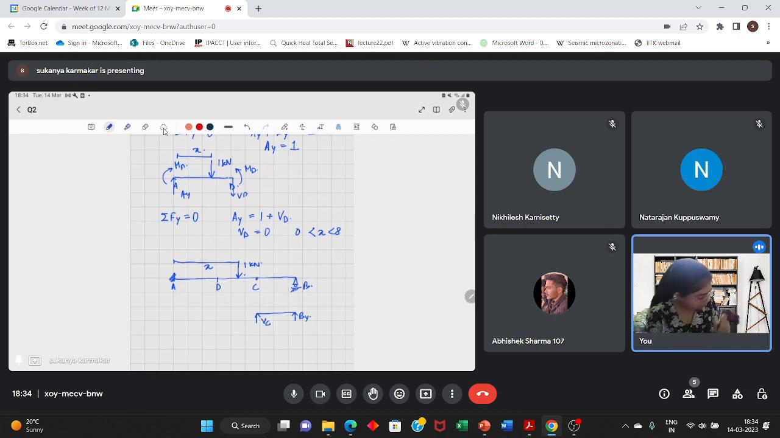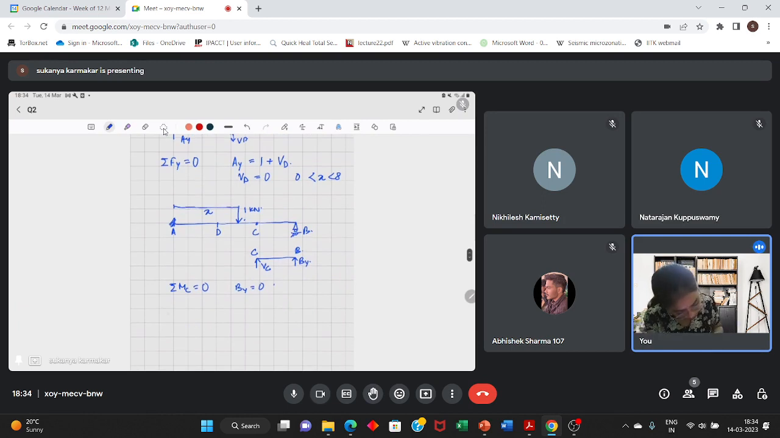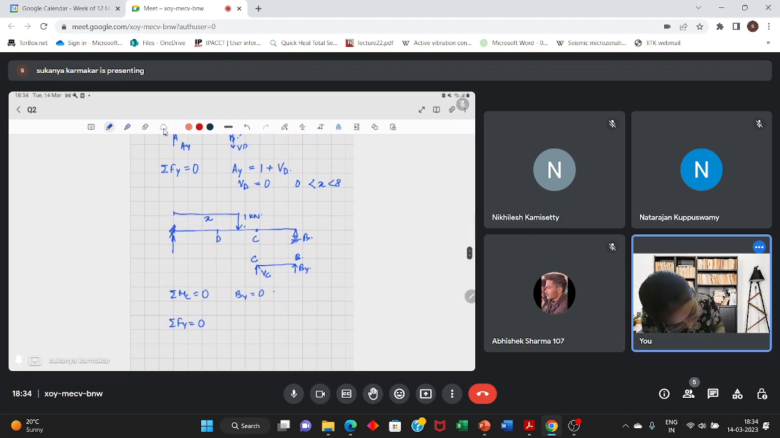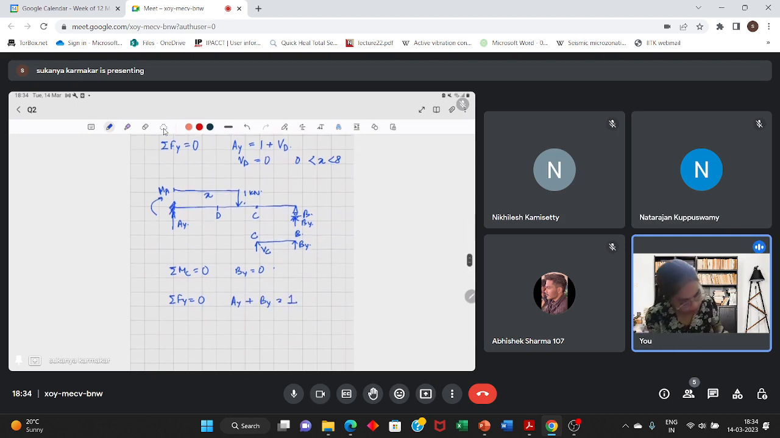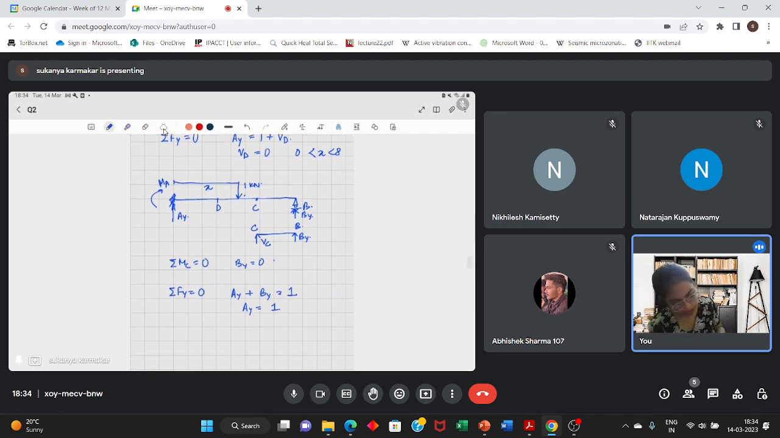This is Vc. No load is acting. Take this point C. This is point B. If you take moment about point C equal to 0, you will get By is 0. Now, consider summation of Fy on the entire structure. This is Ay, this is By, this is MA. So Ay plus By is equal to 1. Now By is 0, so Ay is equal to 1. So this is done. Now we'll have to develop an expression for Vd.